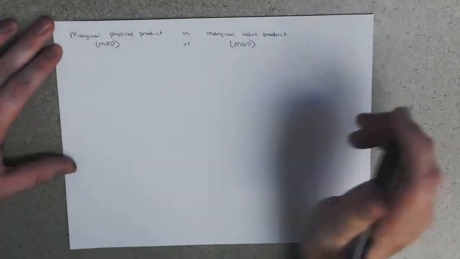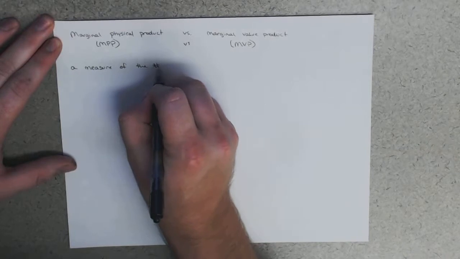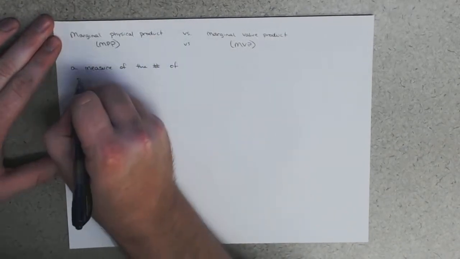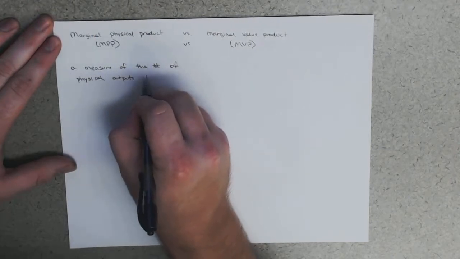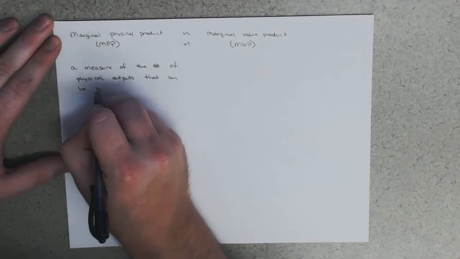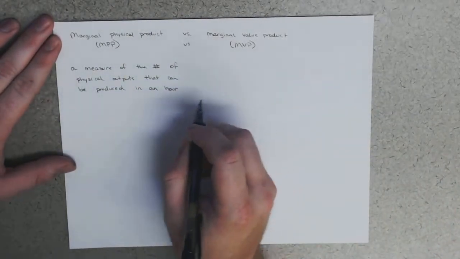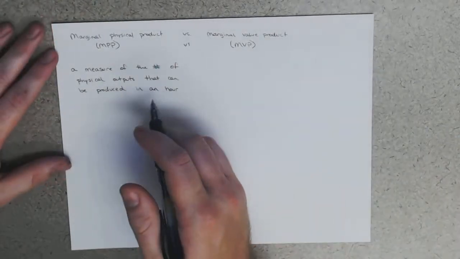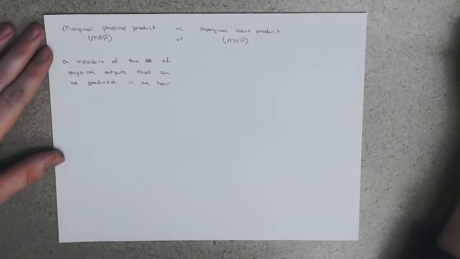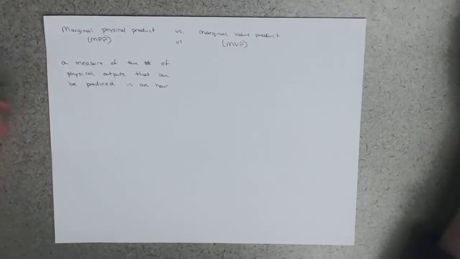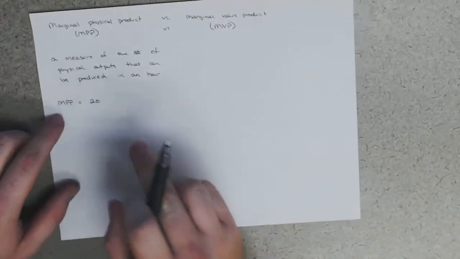Okay, MPP. This is a measure of the number, not hashtag, right, of physical outputs that can be produced in some unit of time, typically an hour, right? But it could be any unit of time you want. You could do a year if you want, whatever. But we're going to do an hour. Okay, so let's say that you can harvest 20 oranges per hour. Okay, so if you can harvest 20 oranges per hour, your MPP is equal to 20. Okay, so it's just saying you can harvest 20 oranges.